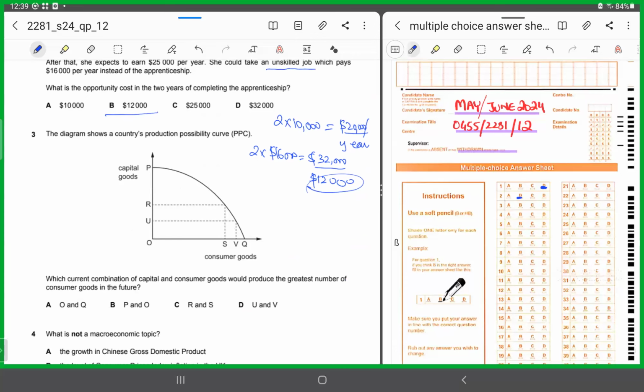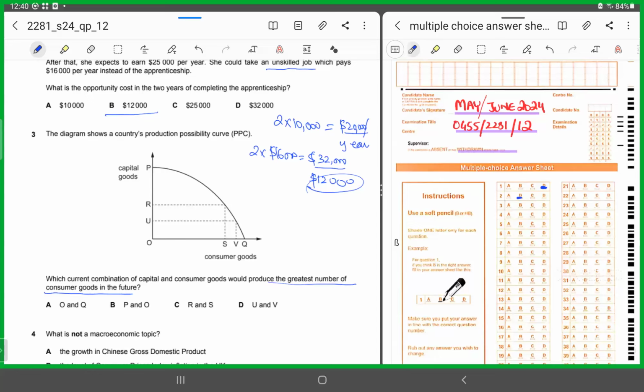The question is asking which current combination of capital and consumer goods would produce the greatest number of consumer goods in the future. They are asking us which combination of capital and consumer goods you should choose by remaining on the PPC that in the future would yield the highest amount of consumer goods, right? So we need to opt for that combination of consumer and capital goods, which in the future would be providing the economy with the highest number of consumer goods.